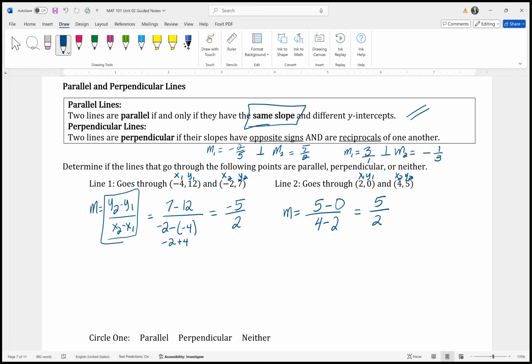Let's check perpendicular. So perpendicular has two conditions. They have to have opposite signs. Well, this one clearly does. One is negative, one's positive. But are they reciprocals of each other? No, because negative 5/2 flipped over is 2/5. And I did not remember that this ends up working out that way. I guess it's just muscle memory maybe. But these are obviously not reciprocals. And so then they are not perpendicular. So what does that mean? They're not parallel or perpendicular, so this one would be neither.